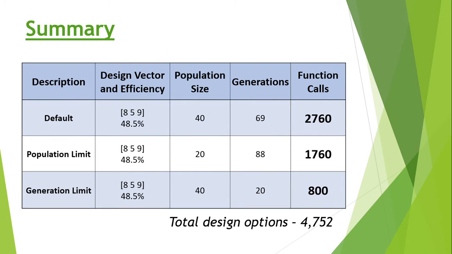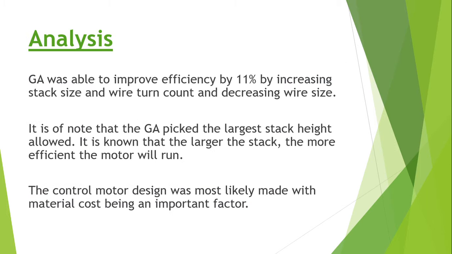This is a chart that summarizes the findings. You see I have a total of 4,752 design options. We were able to find the best one with a population limit of 20 at only 1,760 function calls. So to look at this, we were able to improve the efficiency by 11%.